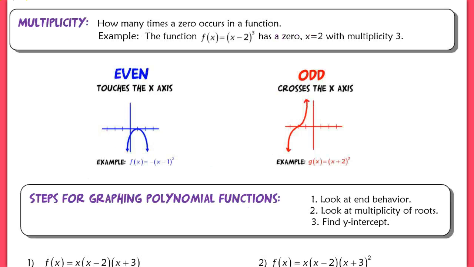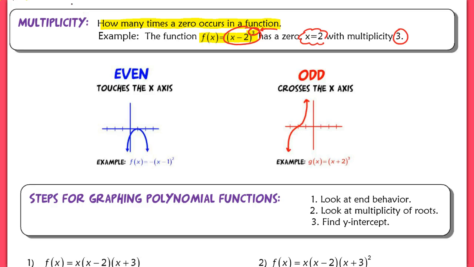All right, we have one last concept to discuss before we start graphing polynomial functions, and that is the concept of multiplicity. So multiplicity is how many times a zero will occur in a function. So we're going to take a look at this function, f of x equals x minus 2 cubed. Now, just based off of this function here, we know that there is going to be a zero at x equals 2. Now, we say that that zero has a multiplicity of 3 because you can see that the linear factor here is raised to the 3rd power. So it has a multiplicity of 3.